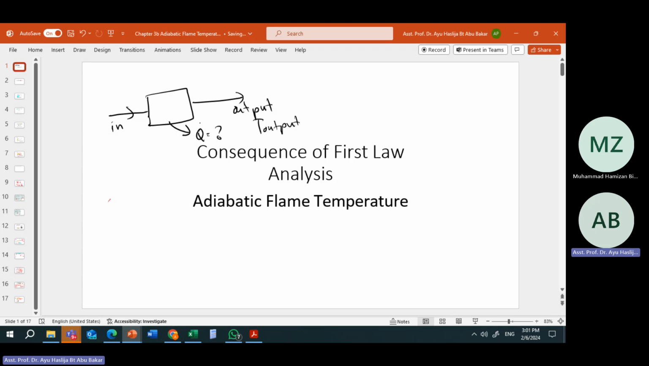Nampak tak? Ada? Chapter baru, 3B. The one I thought is the clean version ke? Not. 3B saya tak ada ni. Okay. Saya tak download ni.